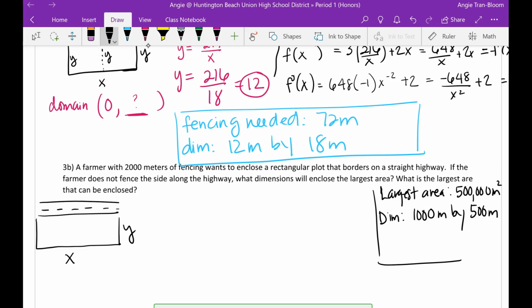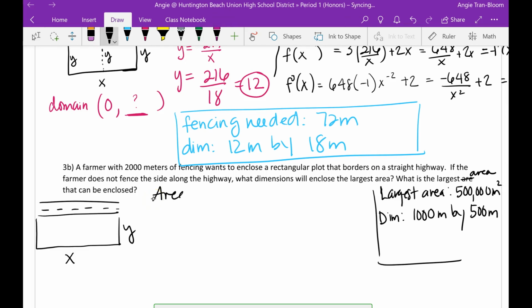A farmer with 2,000 meters of fencing wants to enclose a rectangular plot that borders a highway. If the farmer does not fence the side along the highway, what dimensions will enclose the largest area? What is the largest area that can be enclosed?